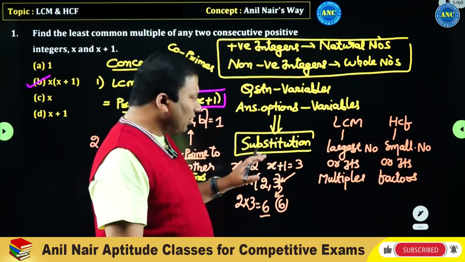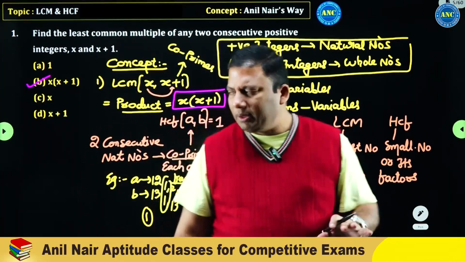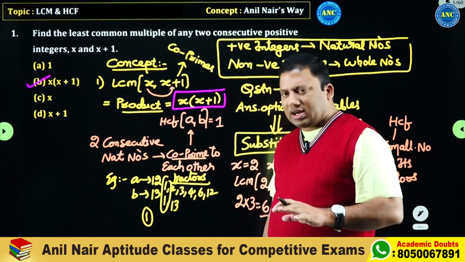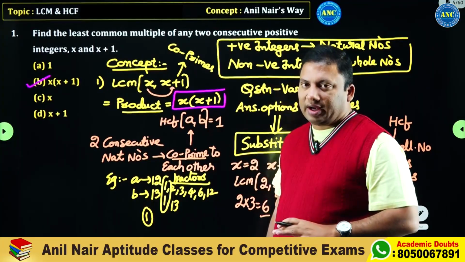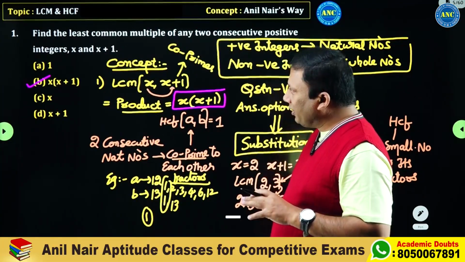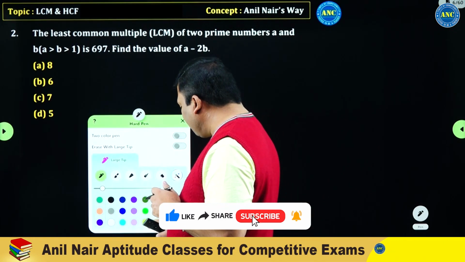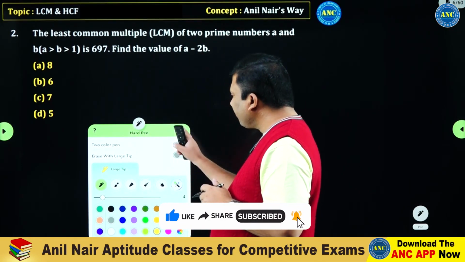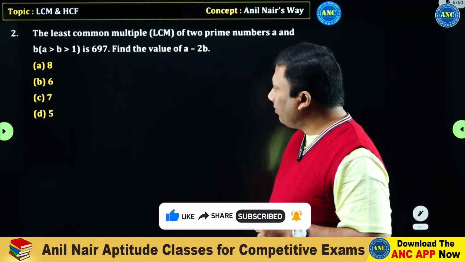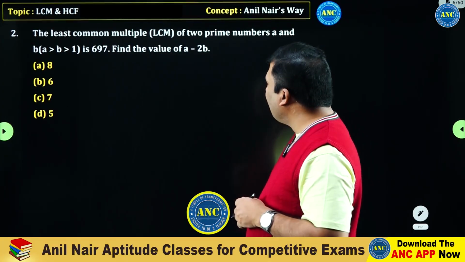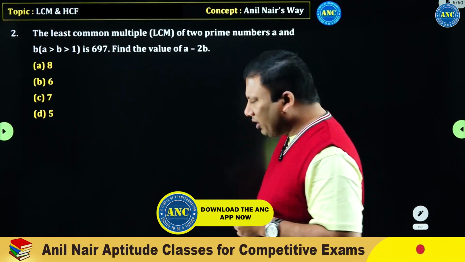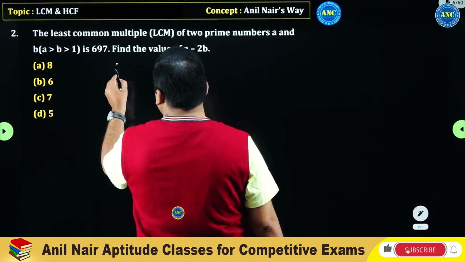First introductory question: the entire concept behind the question, I am sure, is clear, and the answer is also clear to you. First question, I hope it is clear. Next one. See the second question, please read it. The least common multiple, LCM, is asked of two prime numbers. What is it that we discussed just now?